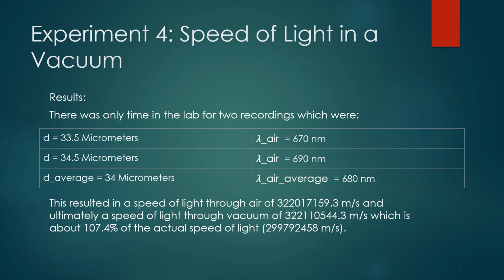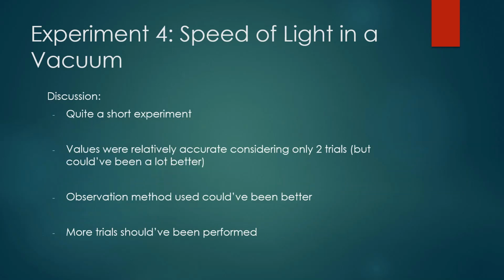Our final value for the speed of light in a vacuum was 107% of the actual speed of light in a vacuum. The results can be seen here. Time limitations in the lab only allowed for 2 trials in this experiment, which were relatively close to each other. This experiment was quite a short one, and made even shorter with our time limitations.